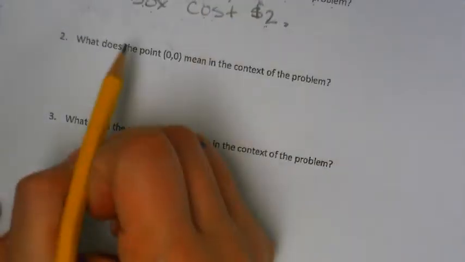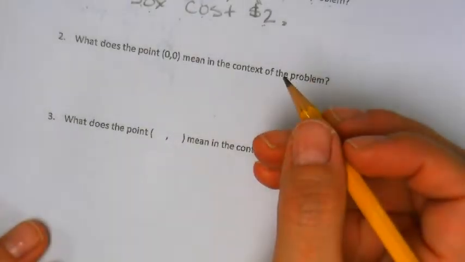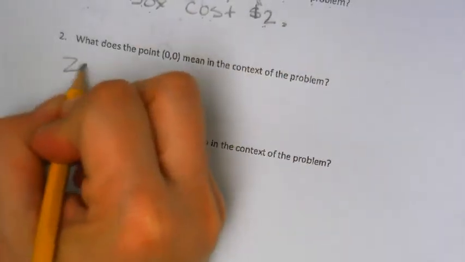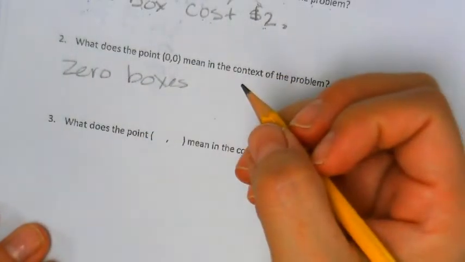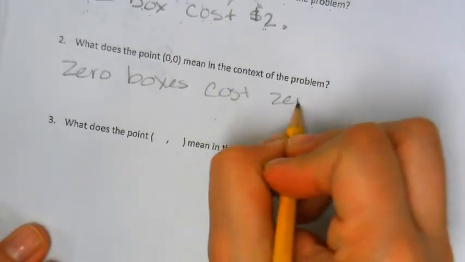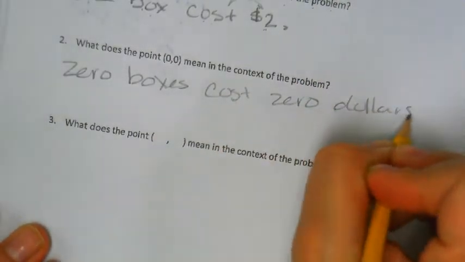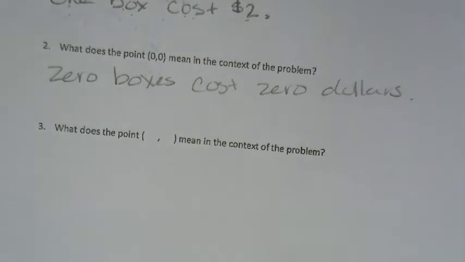Okay, what does the point (0, 0) mean in the context of the problem? 0 boxes cost $0. You might be like, why do I have to write this? I see it every single year. 0 boxes cost $0. Consider it like one of those easy questions. Yes, I got an easy question, but it's points. Angel, you copying this down? Making it better?